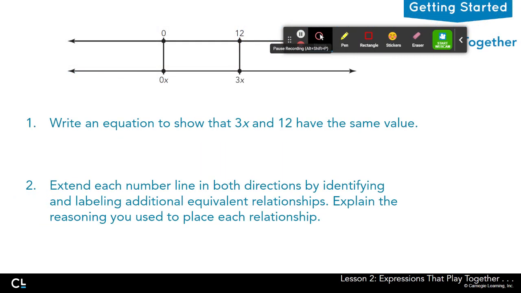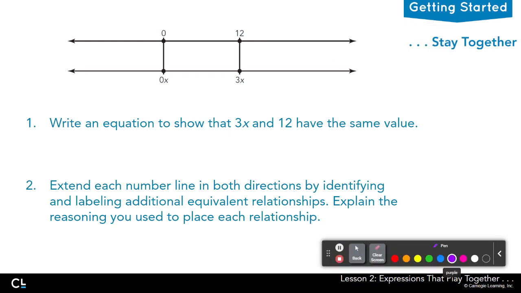Alrighty, let's get into these questions. So question number 1 says, write an equation to show that 3x and 12 have the same value. Remember, if they have the same value, they are equal. So I'm going to show you how you should represent that. And then number 2 says, extend each number line in both directions by identifying and labeling additional equivalent relationships. Explain the reasoning you use to place each relationship. I'm also going to model that so that for the next couple questions, you'll be able to do it on your own and discover on your own.